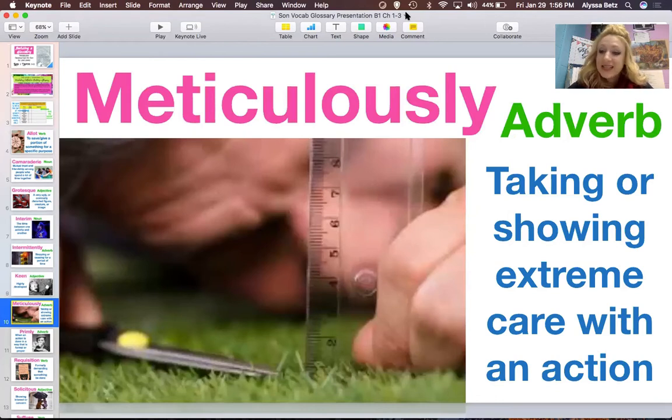Meticulously. This is an adverb. It describes how a verb happens. So if something is done meticulously, that means that someone is taking his or her time and showing extreme care and attention to detail. So if you are very particular about how things look and you spend a long time working on them before you turn them in, then we would say that you do your work meticulously. Meticulously.